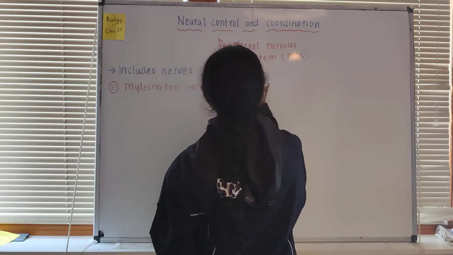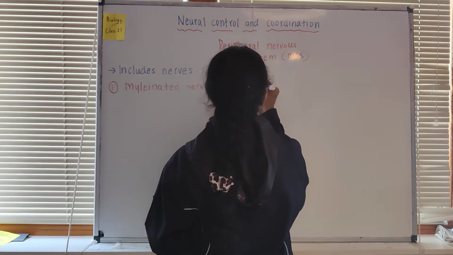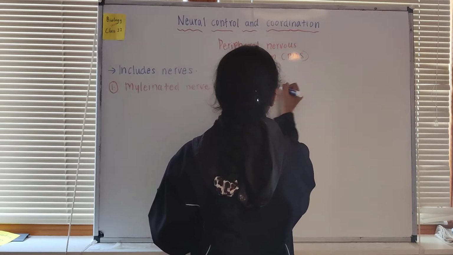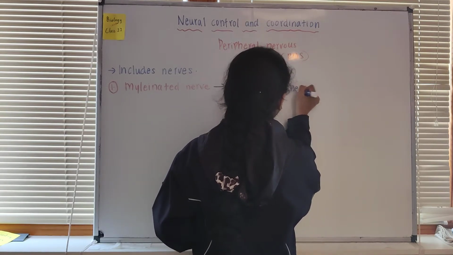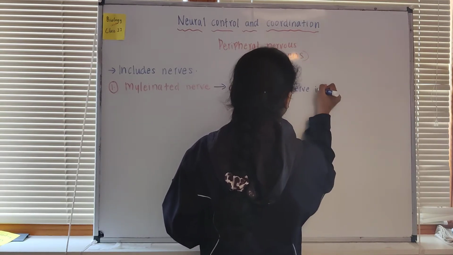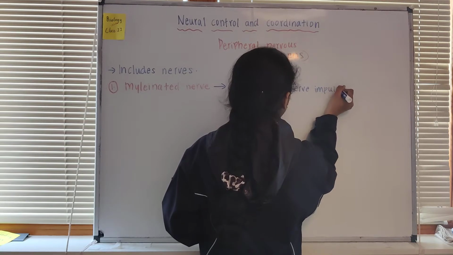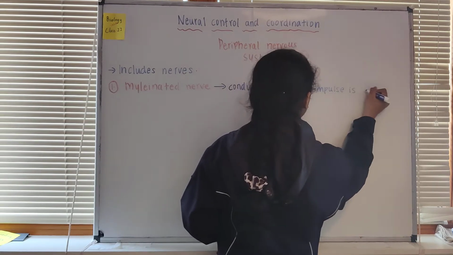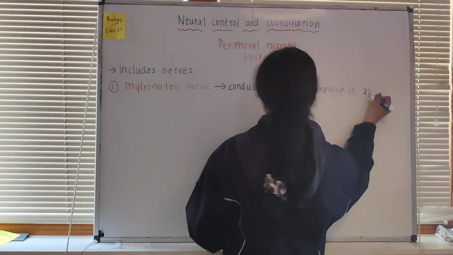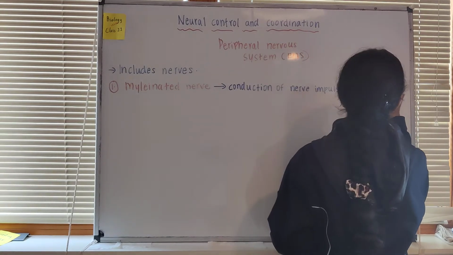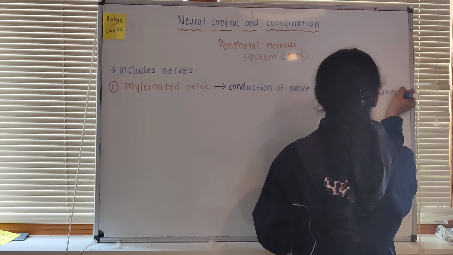as compared to the other one, that is the non-myelinated nerve. So it is 20 times faster as compared to others.